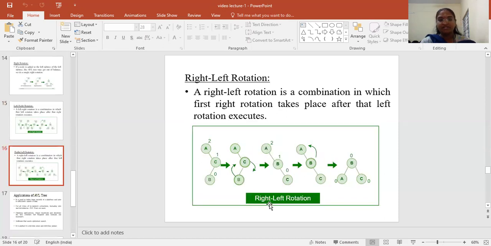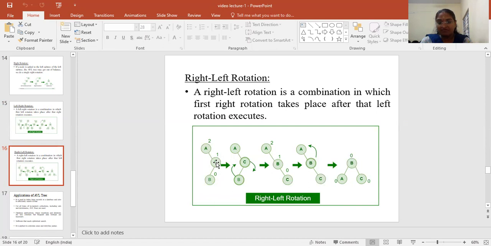Next, coming to the right-left rotation. In this right-left rotation, here also there is a combination of two rotations, but we first consider the right rotation, then the left rotation in the same fashion. Why? Because here A has a right child and that right child has another sub-child, a left child. If you balance with these rotations, then that will give us an AVL tree.